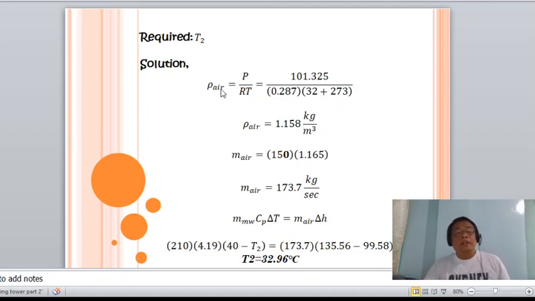Okay? So take note that the heat carried by the cooling water is equal to the heat absorbed by the air passing through the cooling water.